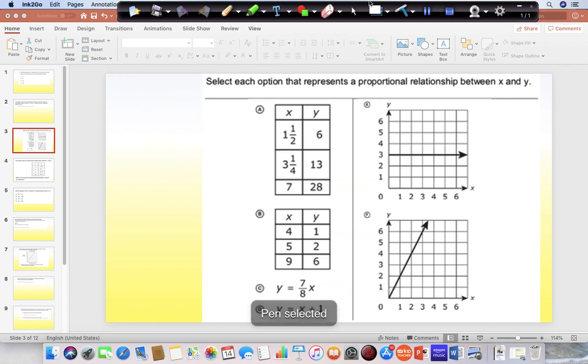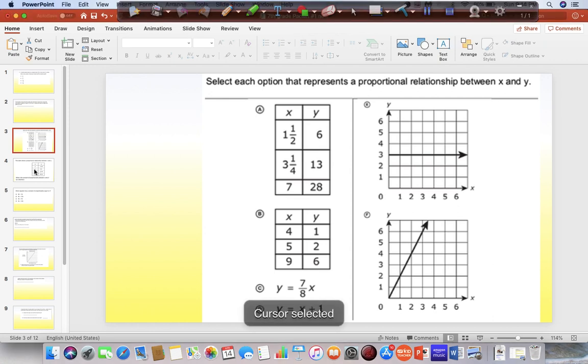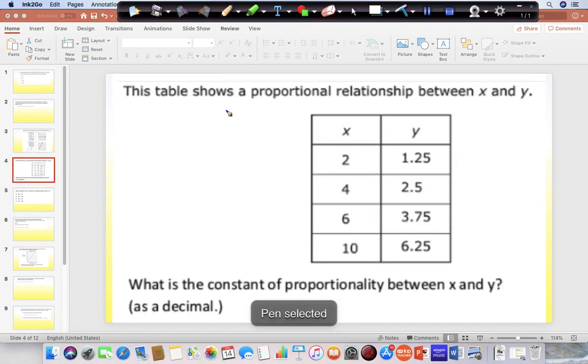Remember to pause this video if you need to slow things down or write things down. It says this table shows a proportional relationship, so it told us that there was a proportional relationship here. What is the constant of proportionality between x and y as a decimal?